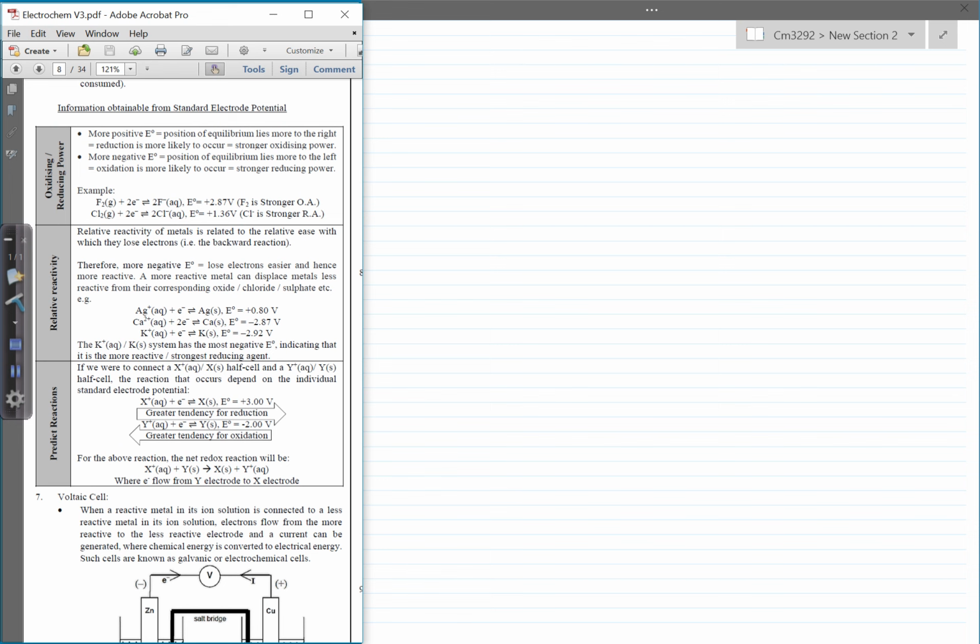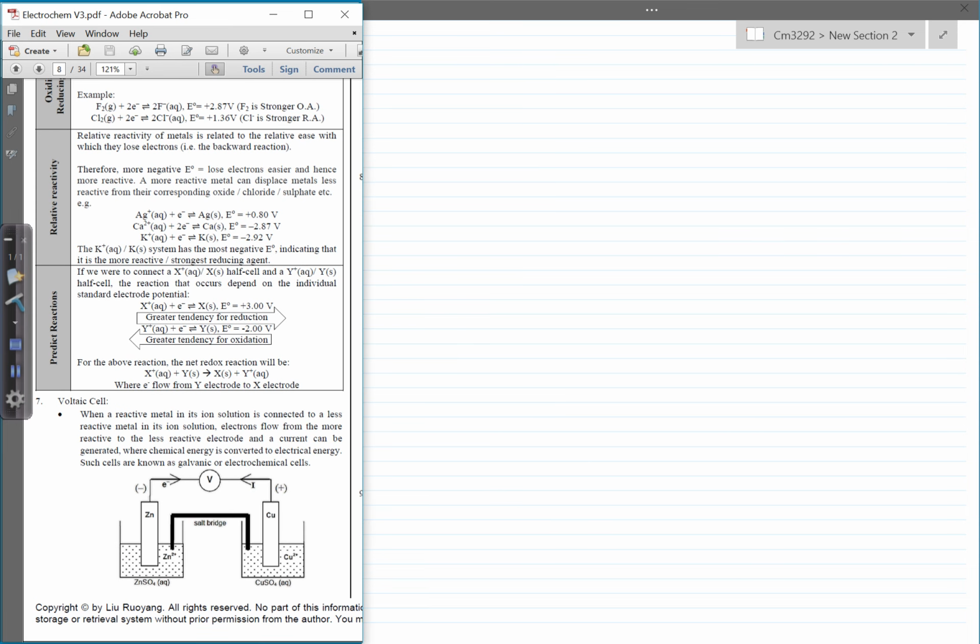Therefore, it actually tells you a lot of things. Last one is predict reactions, right? For one of them, which is the most positive, you will have greater tendency for reduction. The other one will have greater tendency for oxidation because it is the most negative. So if you place these two solutions together, you will see that the first one will go towards the right hand side, the second one will go to the left hand side, and so on. You'll see more about predicting reactions systematically later on.